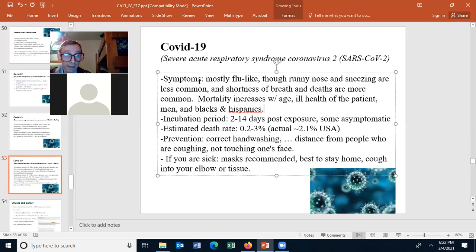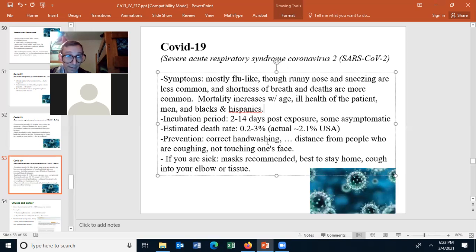Prevention for COVID-19 is use correct hand washing. You should be washing your hand for at least 20 seconds with soap and water. You should keep your distance from other people. You want to stay 6 feet away from people, especially if they're not wearing a mask. If they're coughing, you should just get away from them, actually. Don't touch your own face until you washed your hand or use sanitizer.